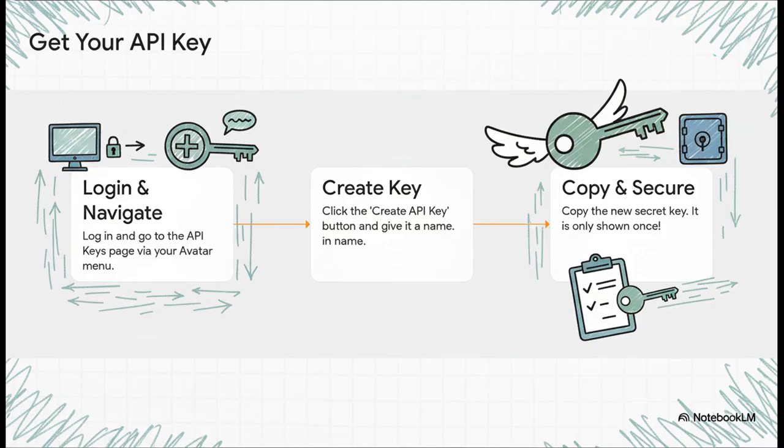And don't worry, this part is super straightforward. You literally just log in, head over to the API keys page, hit Create API Key, and give it a name. Now listen up, because this part's important. You've got to copy that new secret key and stash it somewhere safe. They only show it to you once, so don't lose it.